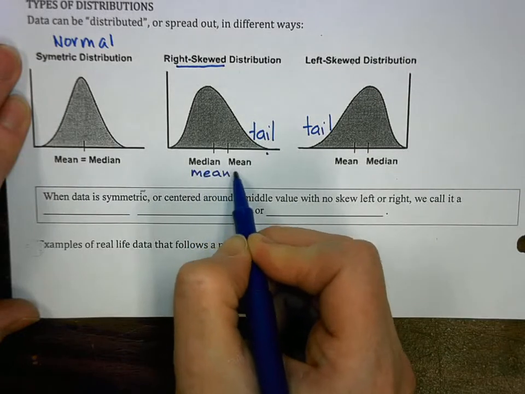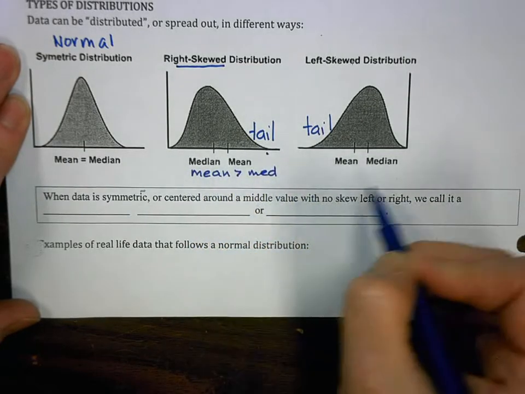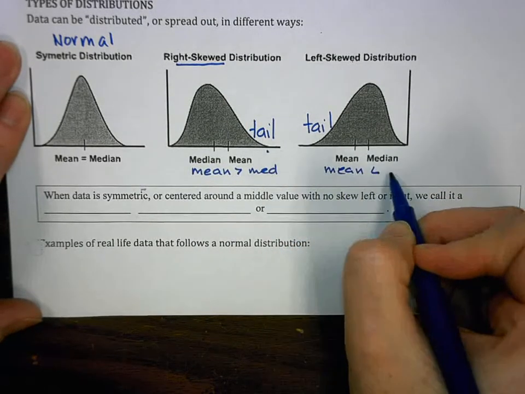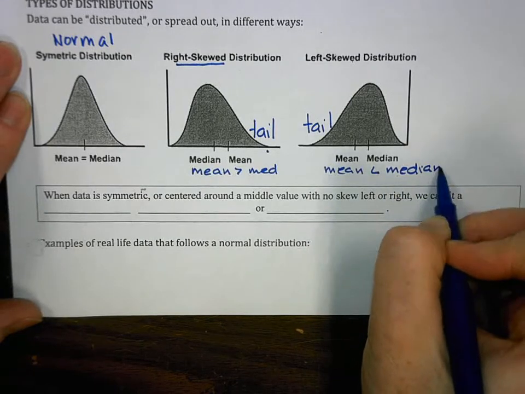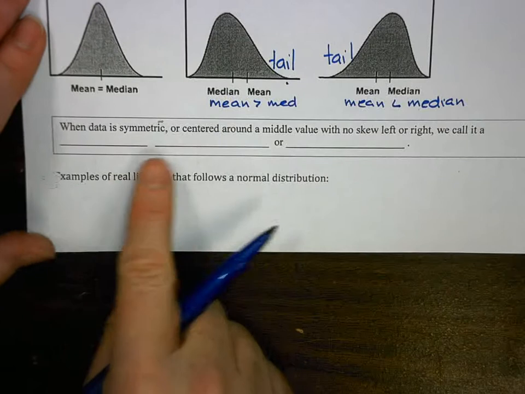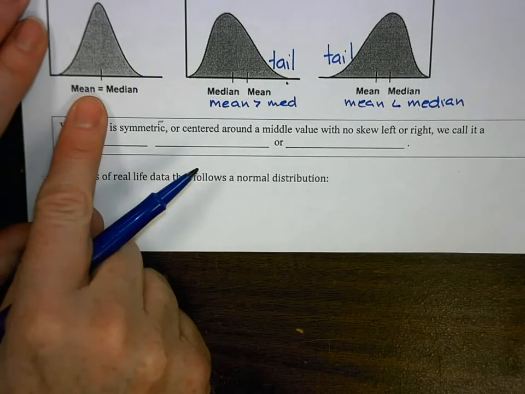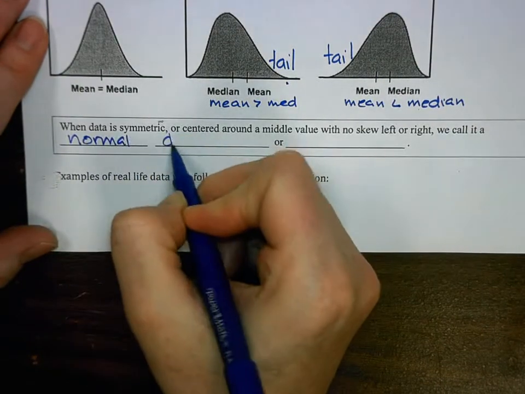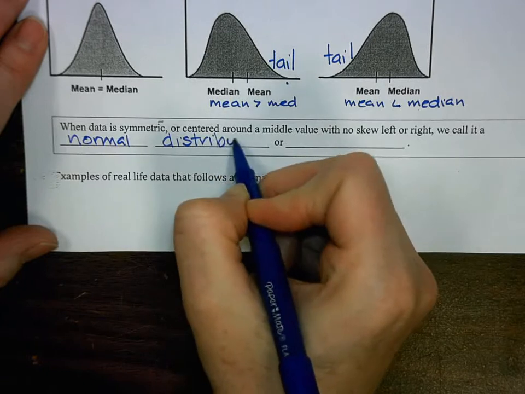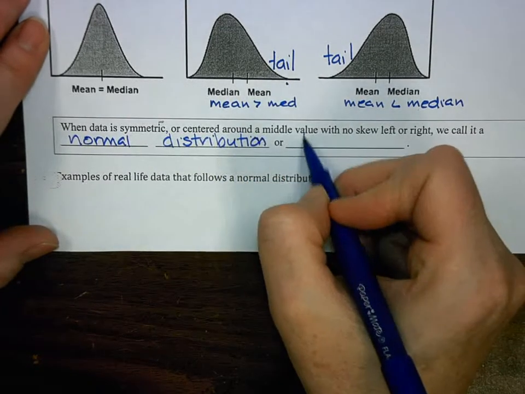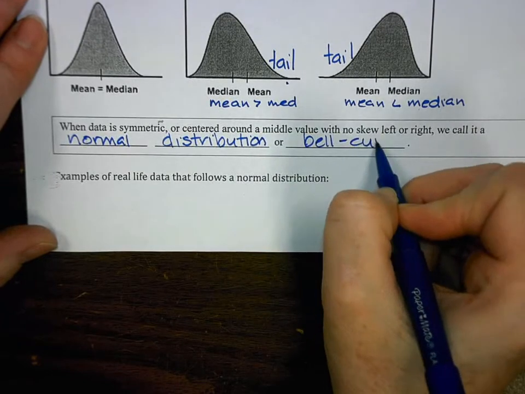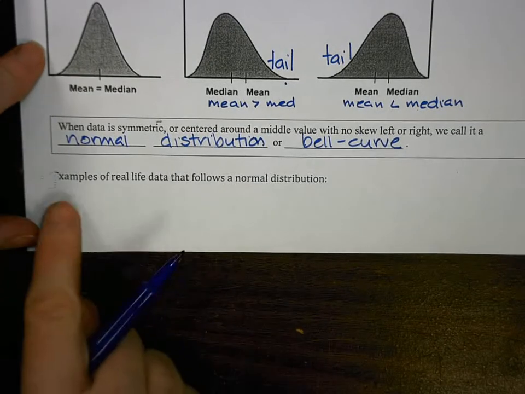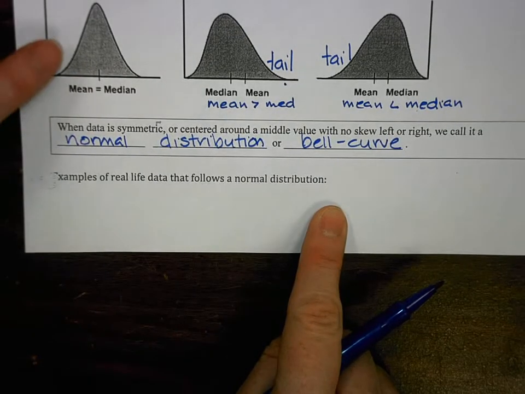Now what does it mean to be right skewed? It means that if you're right skewed, the mean is greater than the median. And with a left skew, your mean is less than your median. So we do have to know that. When data is symmetric or centered around the middle value with no skew, we call it a normal distribution of the data. Normal distribution, or sometimes it's called a bell curve. We've talked about grades being in a bell curve. I'm sure you've heard that. So that's what we're going to be dealing with.